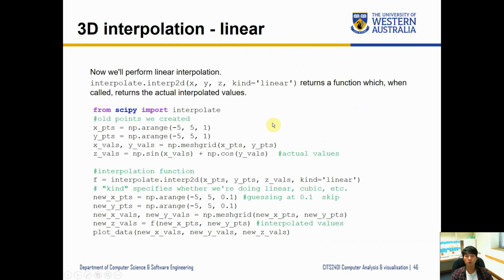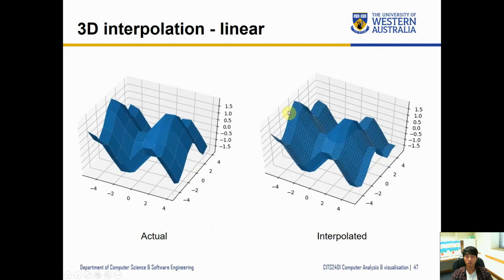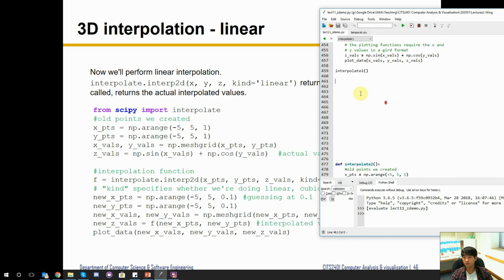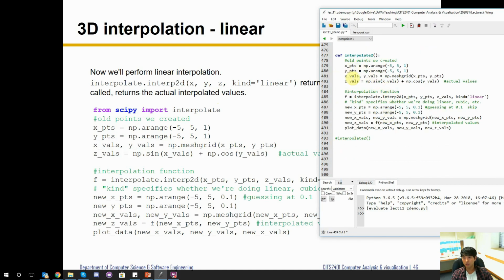What we need to do is use interpolate.interp2d, which does interpolation in 2D space when we're given a two-dimensional data set. We can specify the kind. So let's do that. We can hide this. Okay, so this is our interpolation stuff.